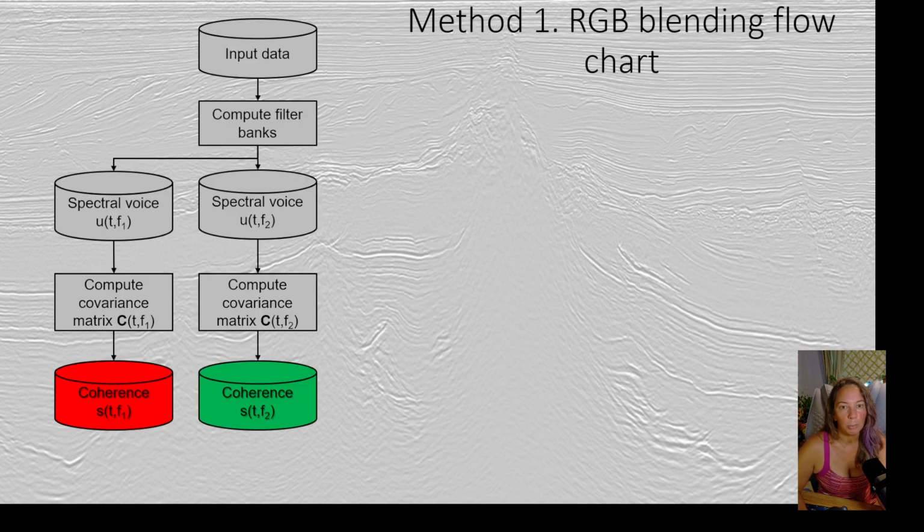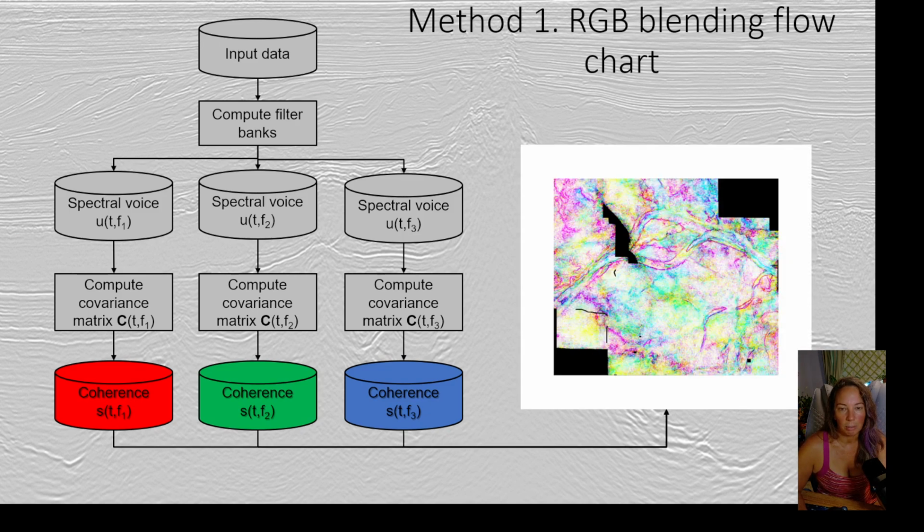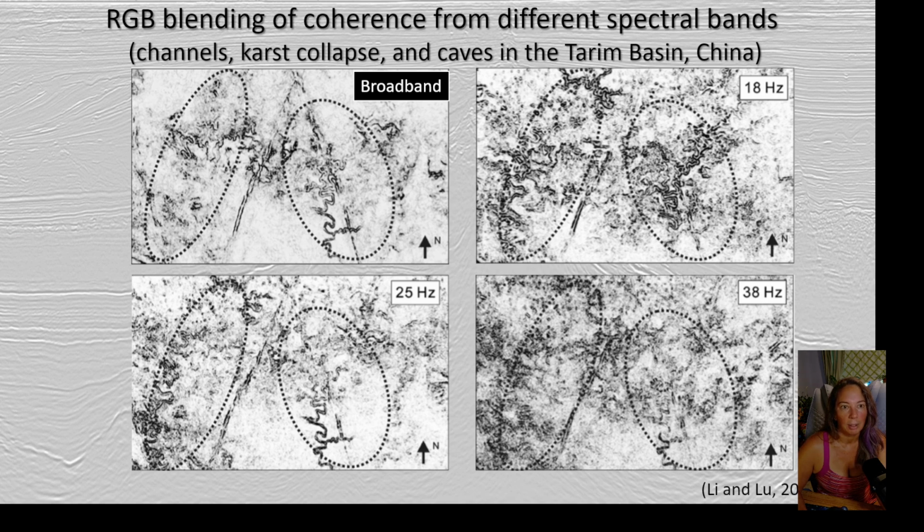A lot of times what we'll do in AASPI is we'll combine 3 different frequency spectrums using RGB, just like we would do with spectral decomposition. So we would have 3 different spectral voices, assign them to red, green, blue, and then we could create our output. So this has been really good for a lot of reasons.